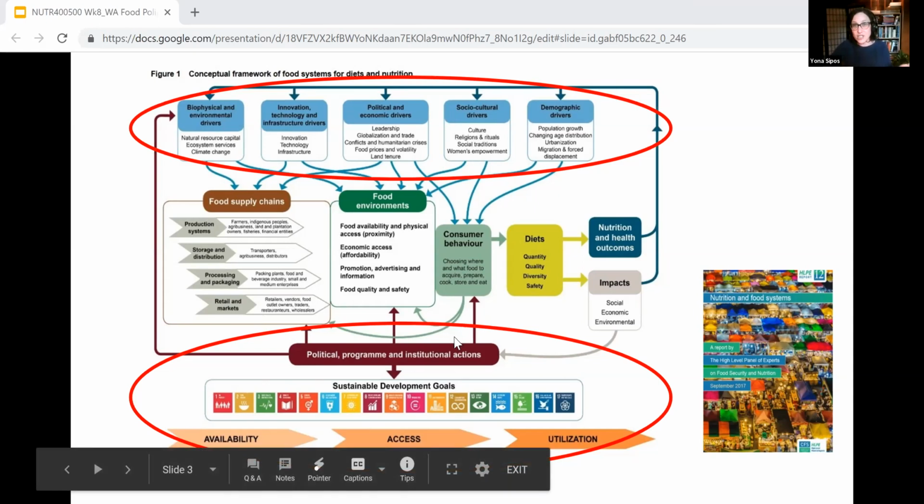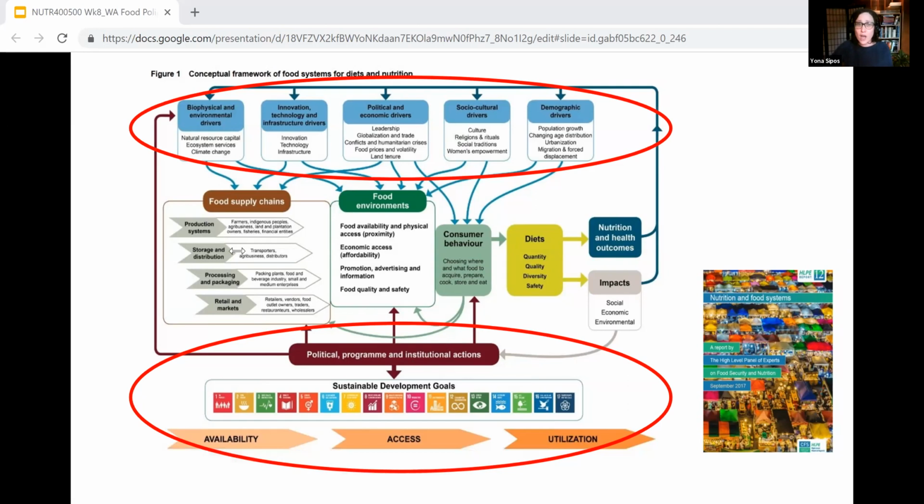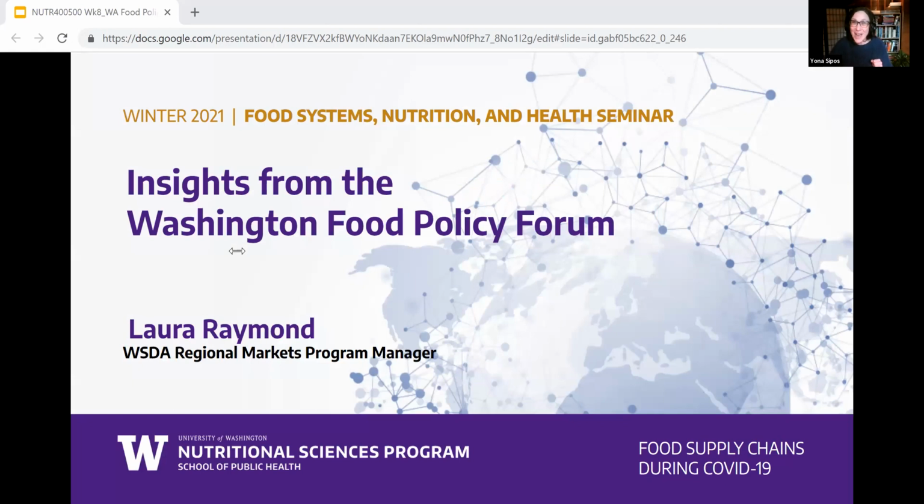And of course, the SDGs are global goals, but we often see them playing out in locales around this country and countries around the world. So I think we'll start to see some more connections to those international goals and start to think about some of the program and policy drivers of our food system here in Washington State. Because today we get to hear from one of the leads of our Washington Food Policy Forum.